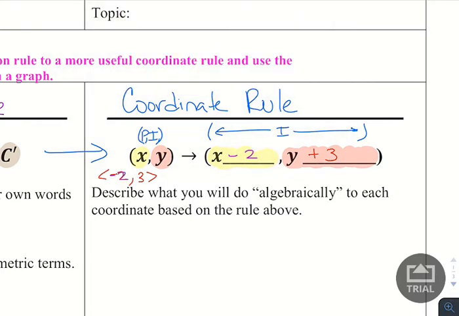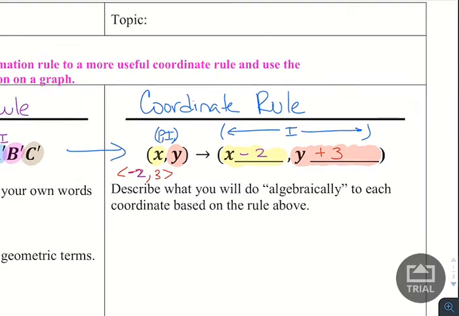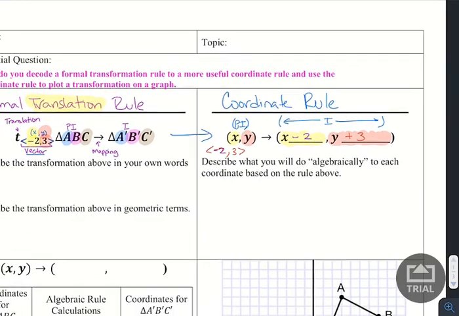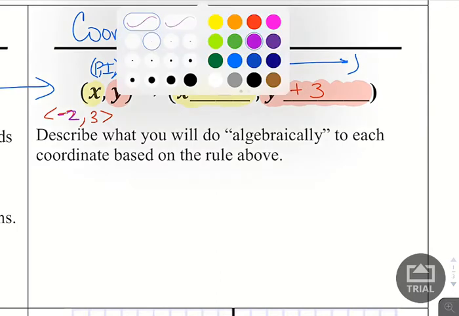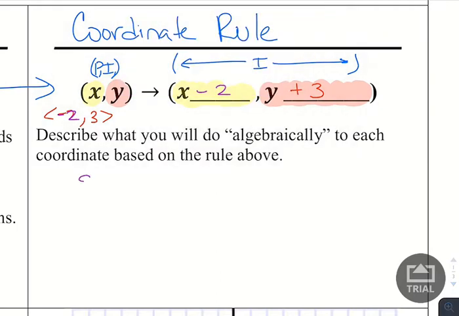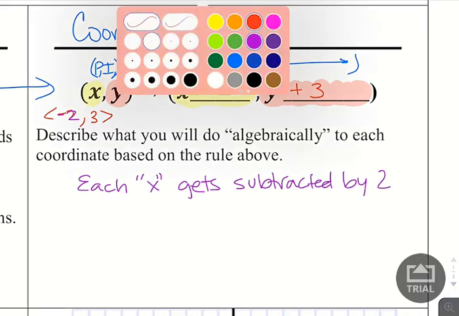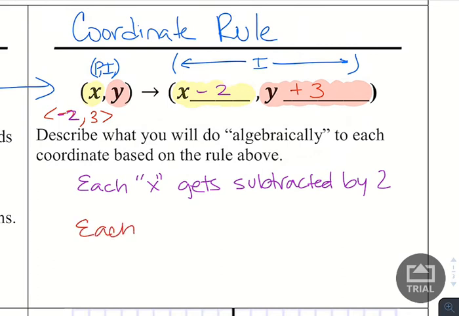And so now we have to take this coordinate rule and figure out what to do with it, right? So if we had to describe algebraically what to do to each coordinate based on the rule above, well, that's pretty straightforward. We're going to take each x and subtract 2 from it, and each y gets added by 3. That's pretty easy. That's pretty straightforward.